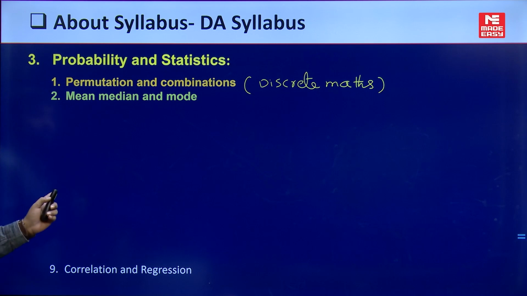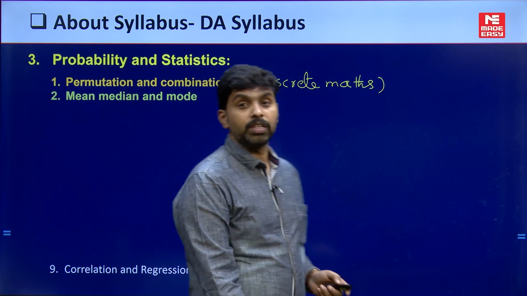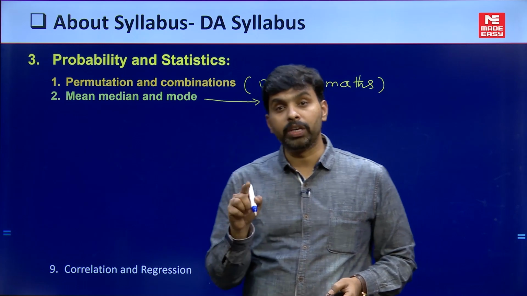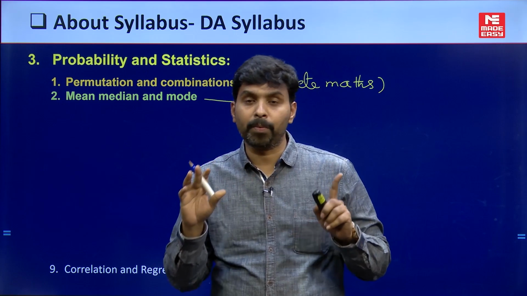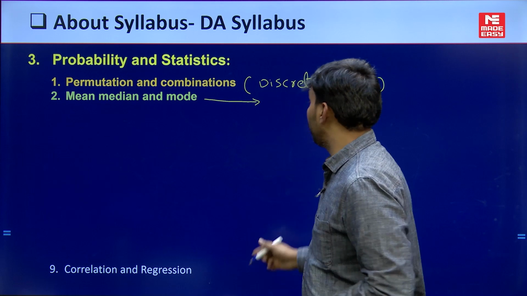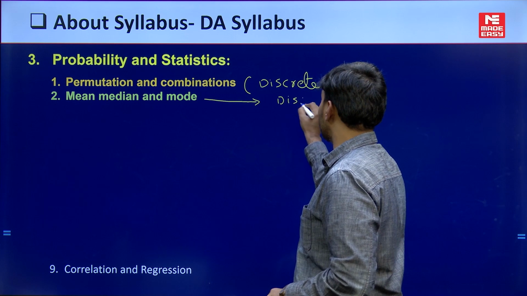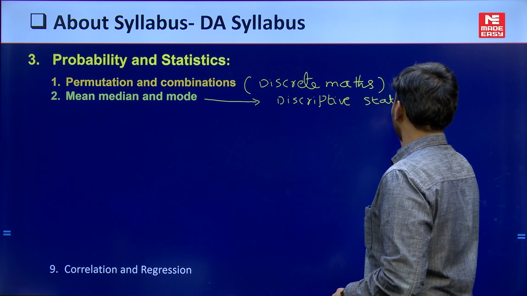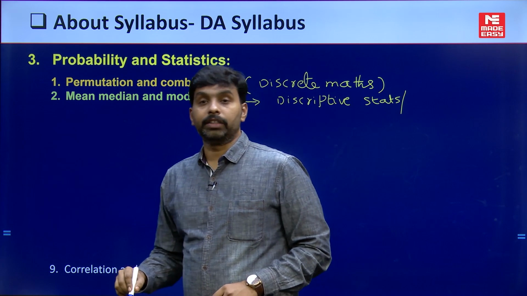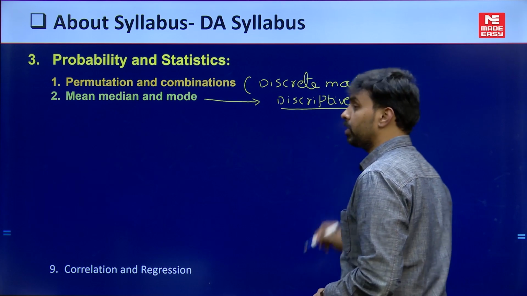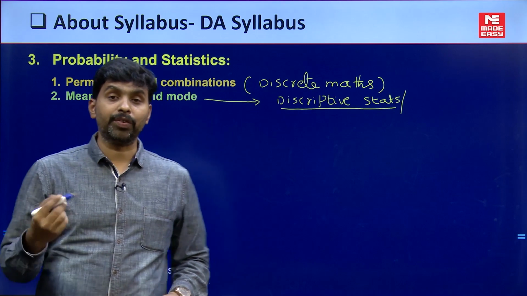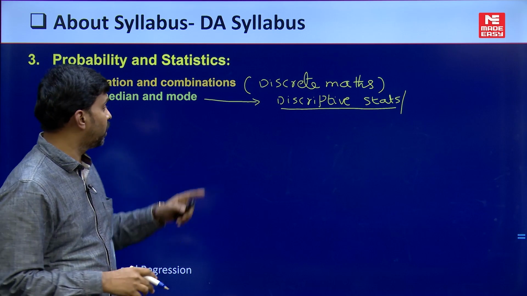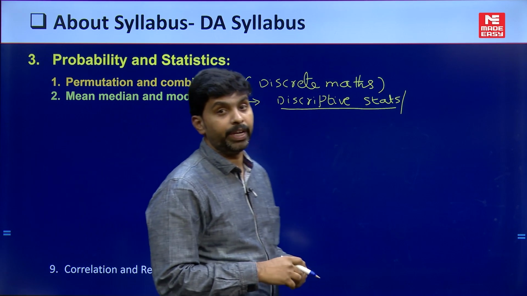Now the next topic is mean, median, mode. See dear students, mean, median, mode is a very general topic, but when it comes to DA, it is a very important concept. Here you will be getting questions on descriptive statistics. Descriptive statistics is very important in frequency distribution, class intervals, and all that kind of questions you need to cover from mean, mode, median.